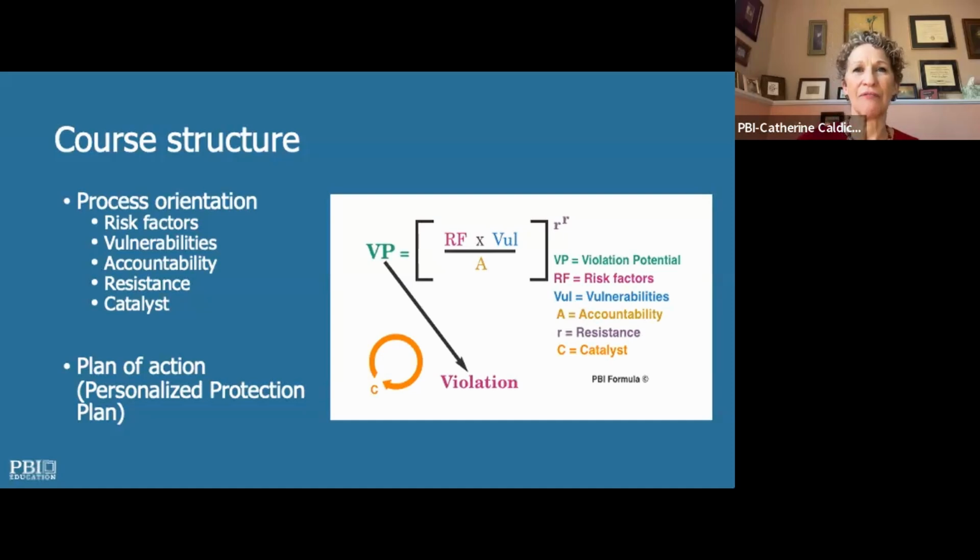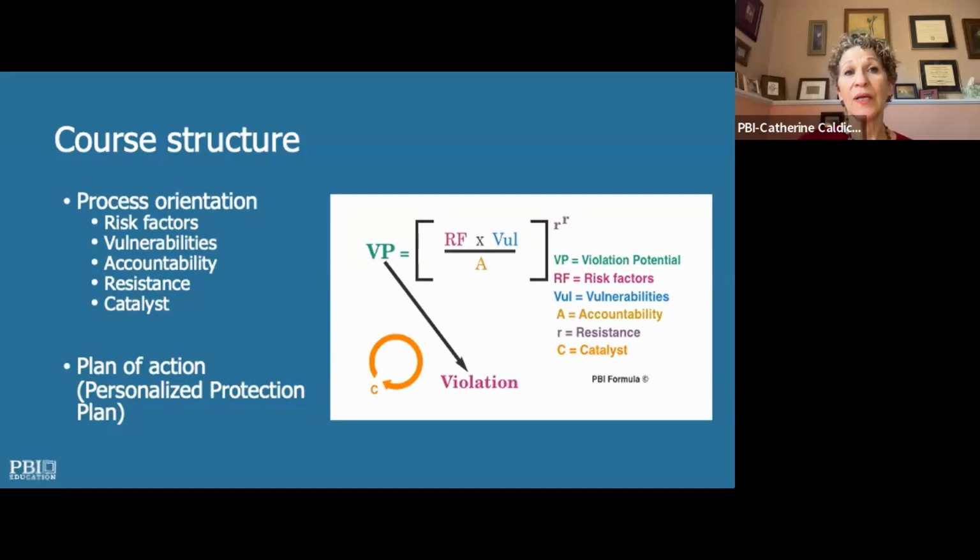So first, RF. That stands for risk factors. And those are features of a clinician's profession or professional life that can heighten their risk of committing a violation. So for example, solo practice or professional isolation. The VUL stands for vulnerabilities, and those are features of the person. So a trauma history is relevant here. How that trauma history gets played out in someone's professional life might, for example, cause them to have boundary problems, become a bully, or develop an addiction.